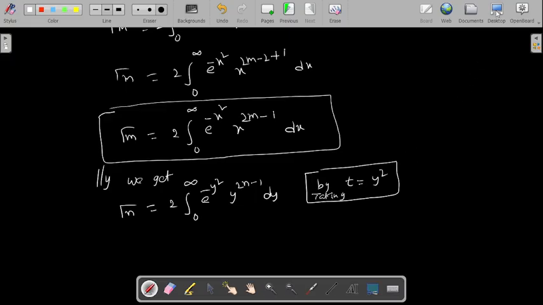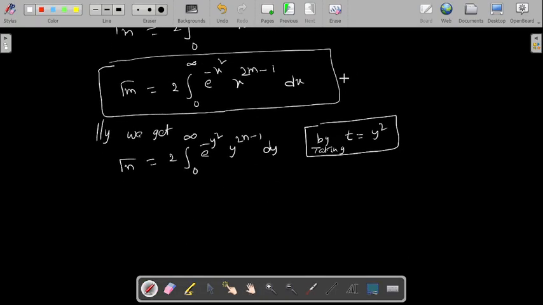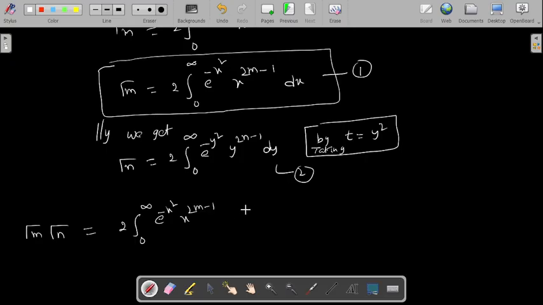So next, after this, assume this as 1 and this as 2. We have gamma m and gamma n, and we multiply gamma m into gamma n, left to left, right to right. So gamma m is 2 into the integral from 0 to infinity of e power minus x square x power 2m minus 1 dx.